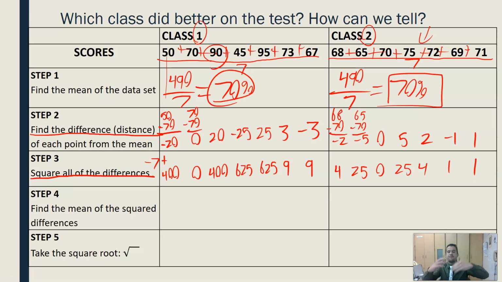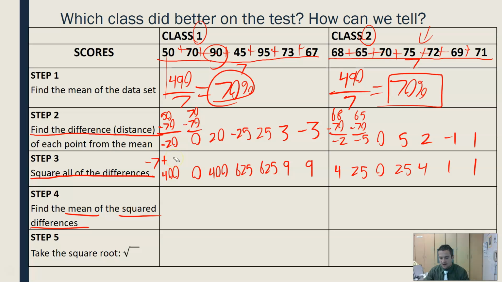So now that I've found the squares of all these differences, all these positive numbers, the squares of all the differences of those data points from the mean, I'm going to find the mean of each of those squared differences. I'm going to take the average of all of these numbers.